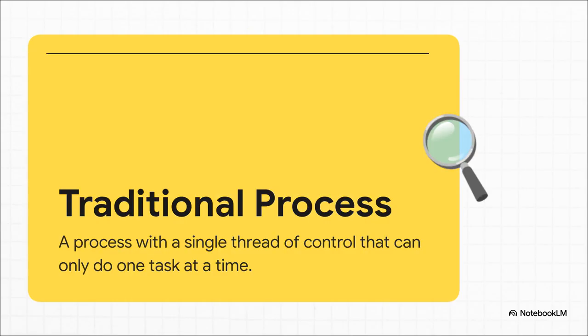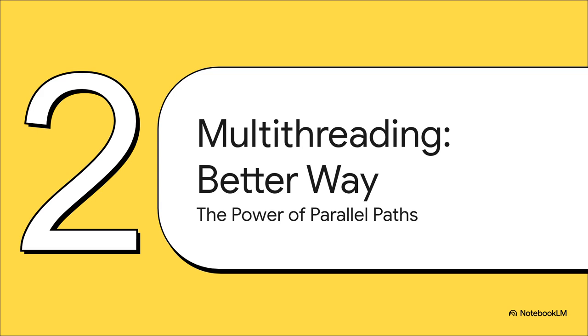You see, a traditional process has just one single thread of control. Think of it like a workshop with only one worker. Now, if that worker gets busy or stuck waiting for something, like say saving that giant file, the whole entire workshop just grinds to a halt. Nothing else can get done until that one task is finished. It's just super inefficient. So, how do we fix this bottleneck?